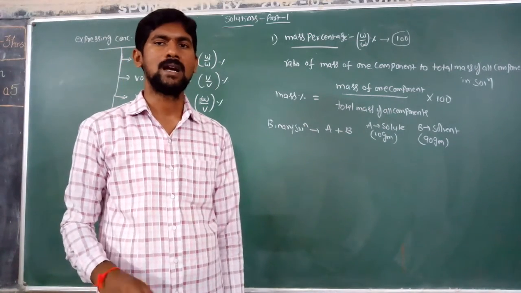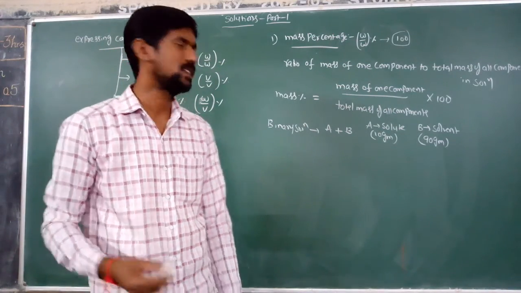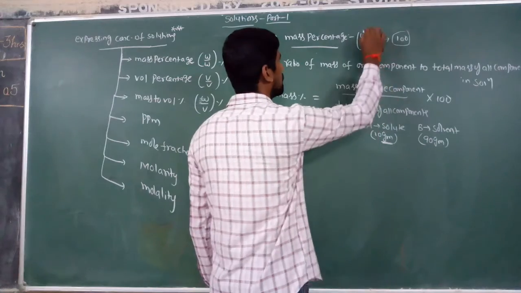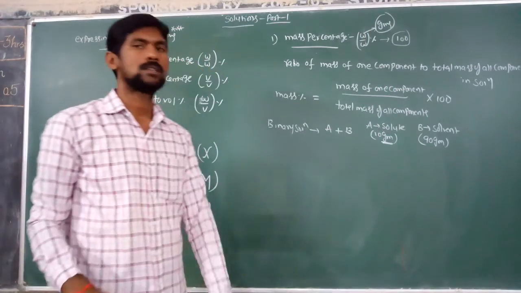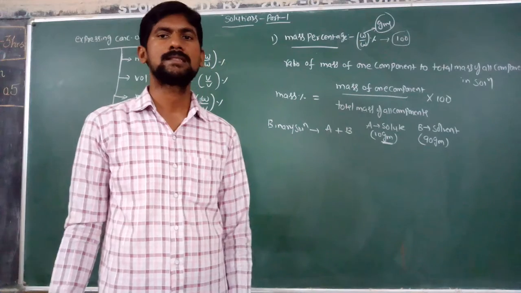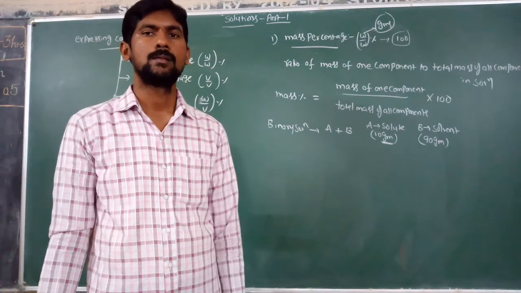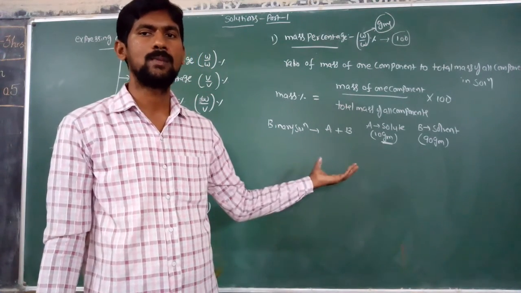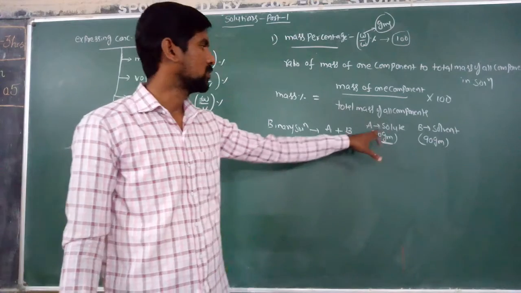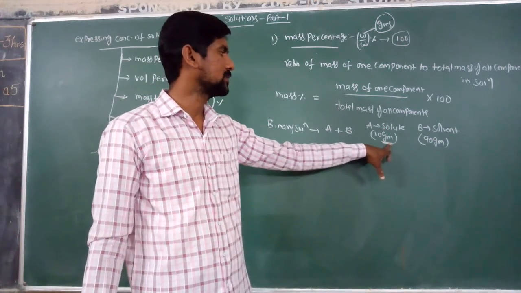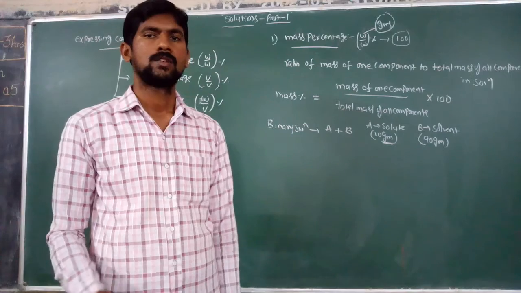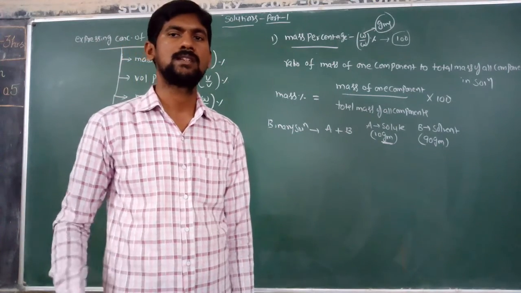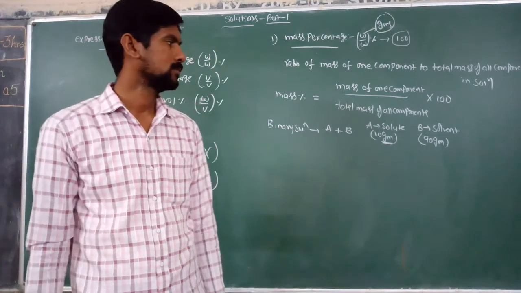Mass percentage means masses are always expressed in terms of grams. Thus, both solute and solvent masses are expressed in grams, because the unit of mass is grams. So the solute is taken, 10 grams, dissolved in 90 grams of solvent. Both solute and solvent are expressed in terms of masses.